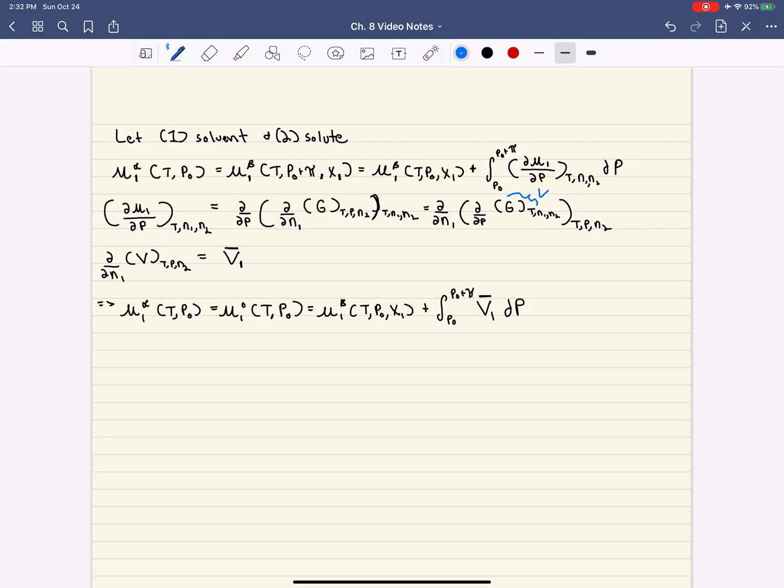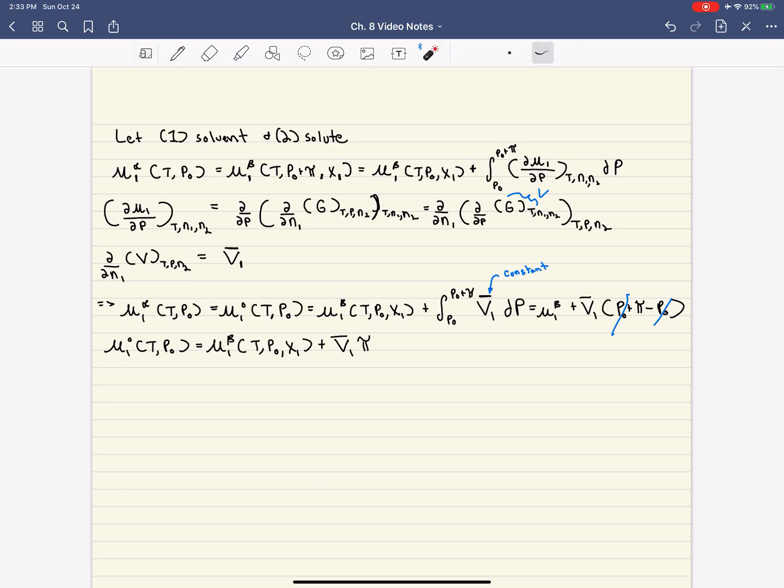Since we're dealing with liquids, we could assume that the partial molar volume of the solvent is not going to be a strong function of pressure. So we'll just assume that this is a constant. Okay? And so when we perform this integral, what we're going to get is V1 bar times P naught plus pi minus P naught, and then the P naughts are going to cancel. Okay? And so what we get is that the chemical potential for the pure species is equal to the chemical potential in the beta compartment, T, P naught, x1, plus V1 bar pi.